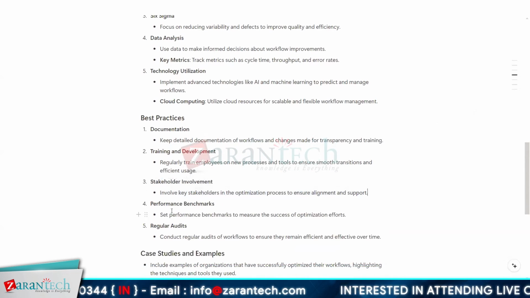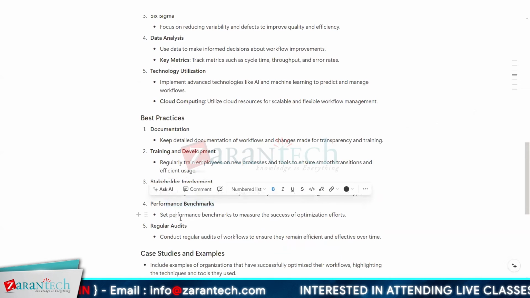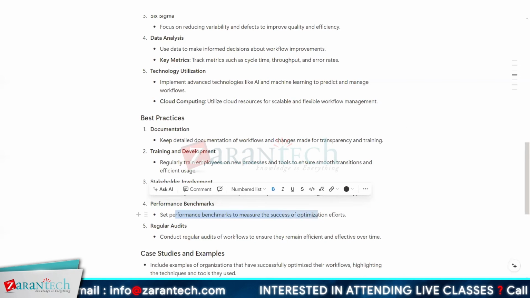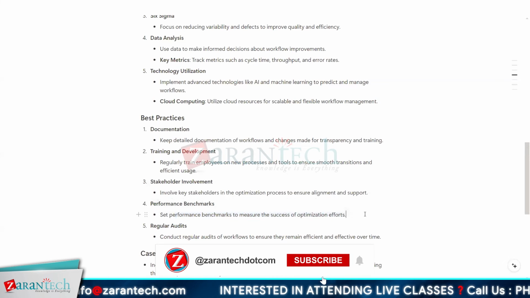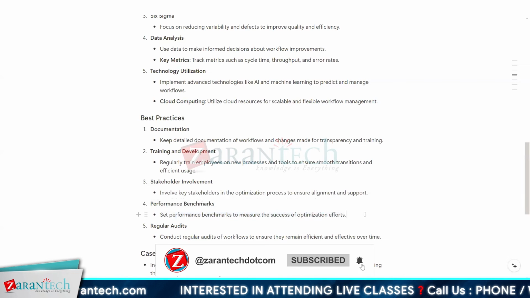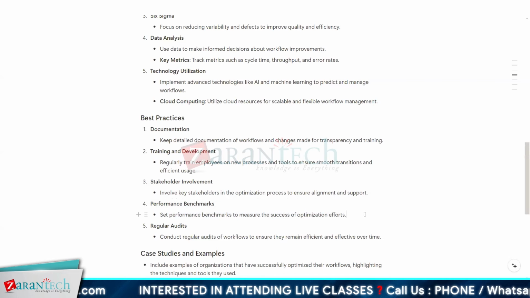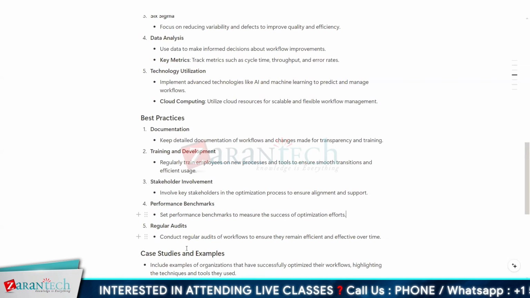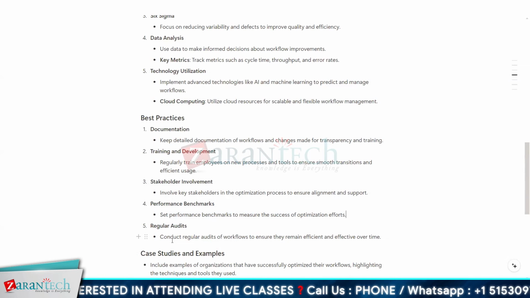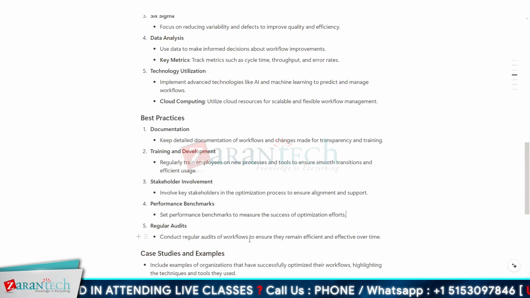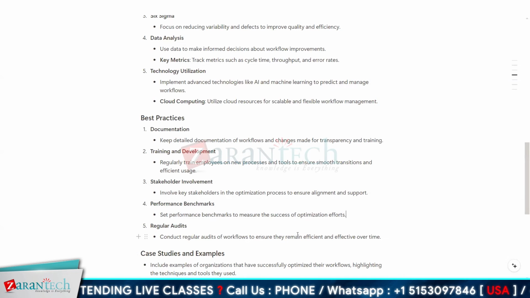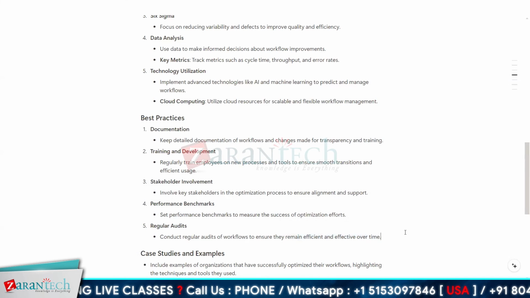Then again, we have performance benchmarks. So set performance benchmarks to measure the success of optimization efforts. So we are required to set these performance benchmarks to measure the success of optimization efforts. Then we have regular audits. So conduct regular audits of workflows to ensure they remain efficient and effective over time.